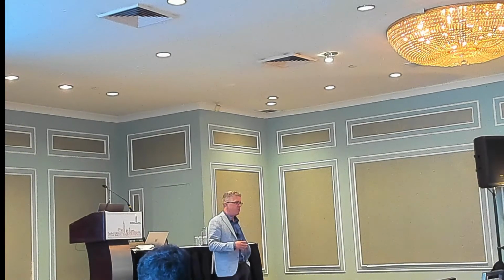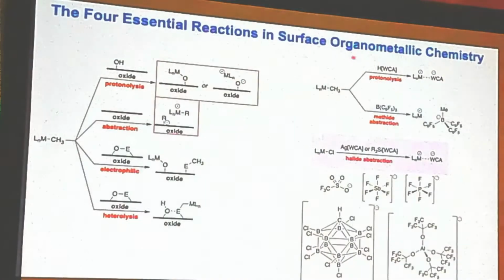And really what we're coming in is how can we predict if a surface is going to form an ion pair or not? Okay. And so here's the four essential reactions in surface organometallic chemistry. So if you take some sort of ligated organometallic and react it with an oxide, this is the most typical reaction pathway. You do protonolysis.